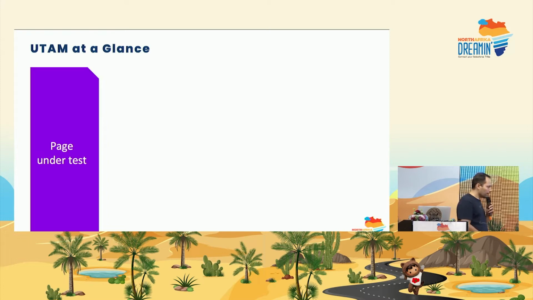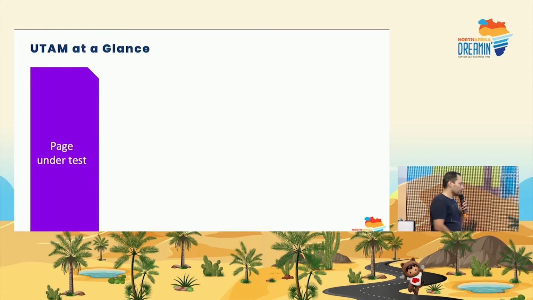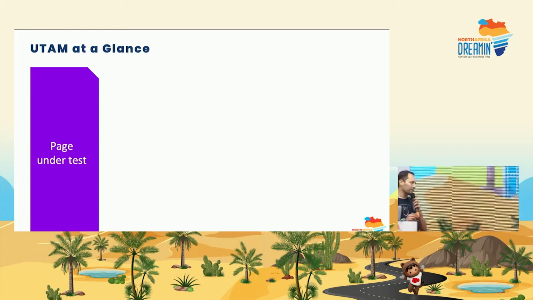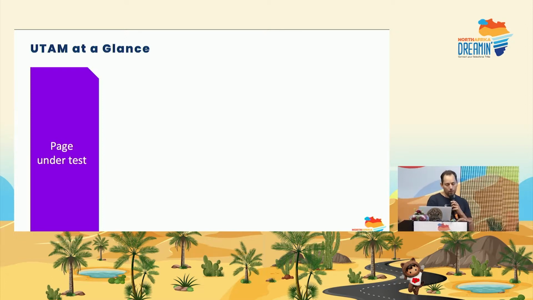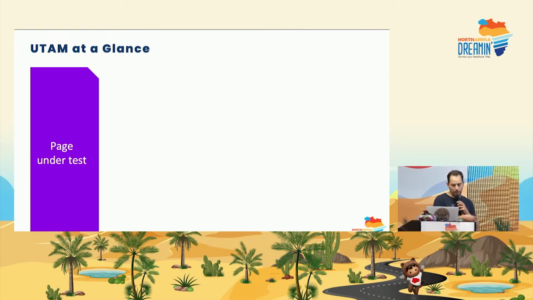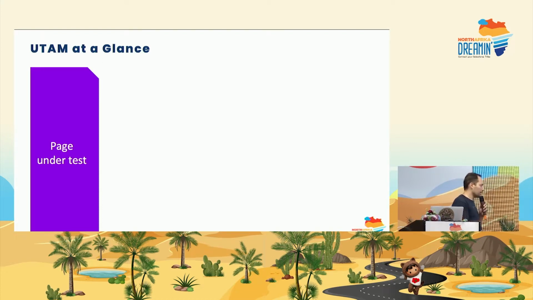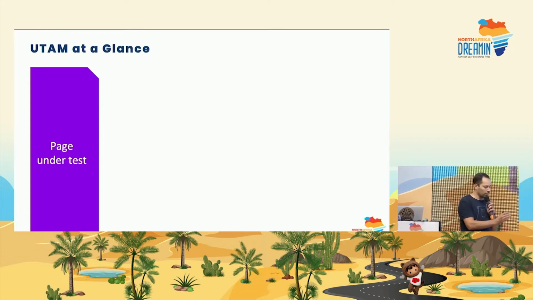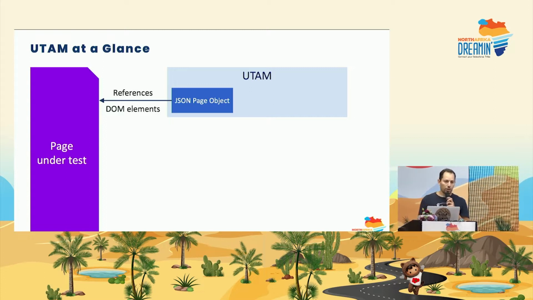So let's see with a little diagram here how this works. On the left here, you have a page that you want to test. It's actually one page, but it can be multiple pages. It's something you have, for example, in a browser. Now, UTAM does work for more than just web pages. It can also be used in mobile, but in this example, we're going to focus on a web page. So you have your page that you need to test. You do not have the source code of this page. You don't need to.